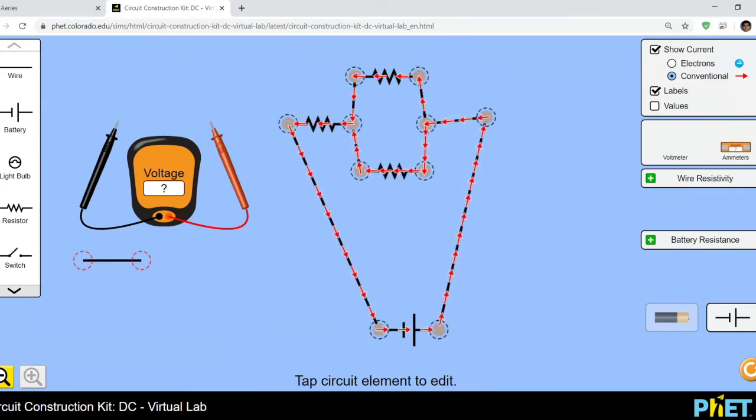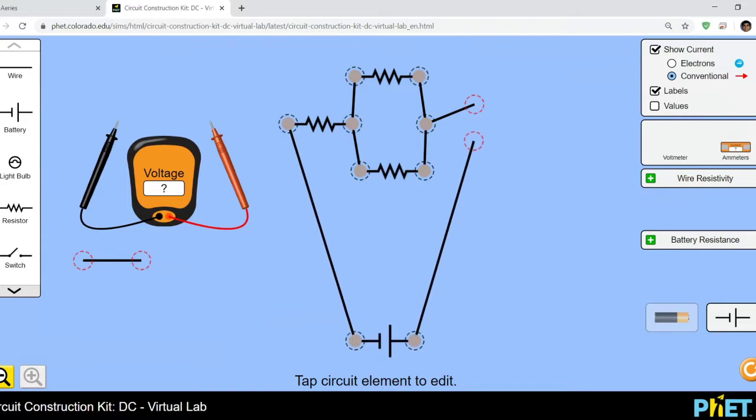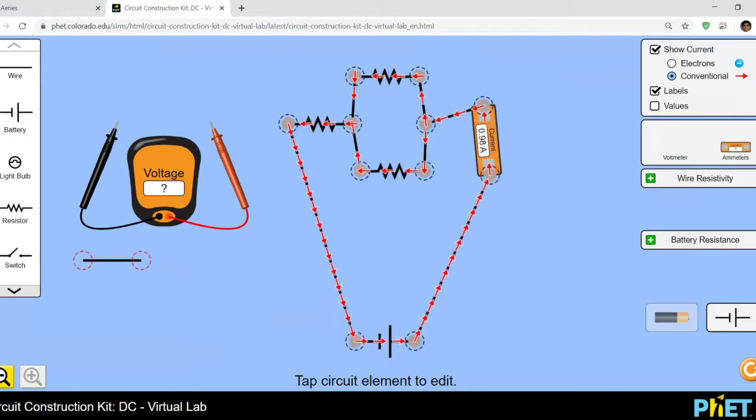All right. And recall that if you want to measure current, you need to make a break in your circuit. You have to break the circuit apart and insert your ammeter in between. Boom and boom. This will allow the current to flow through the ammeter and get you your values. Unfortunately, this ammeter only goes up to the hundredths place, not the thousandths place.